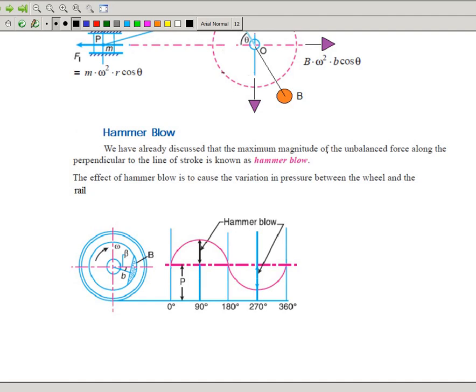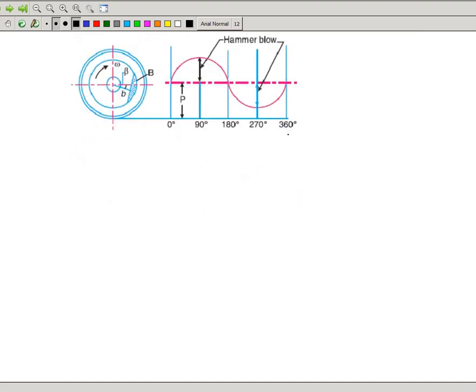So while selecting the speed of a locomotive, we have to consider this hammer blow, because we don't want the reaction between the wheel and the rail to be 0, because then it actually jumps off the rail, which is undesirable.